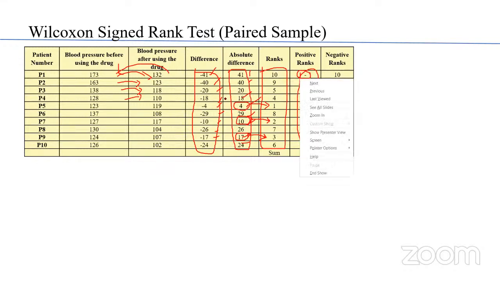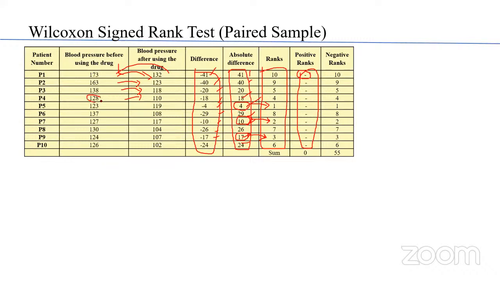Suppose, assume that in one of the cases this is 128 and this is 110. So assume this is 140 or something, this is 110 and this is 128. In that case, what is it going to be? It is plus 18. So here you'll get a value of 4. Here you'll not get any value. Is that clear?